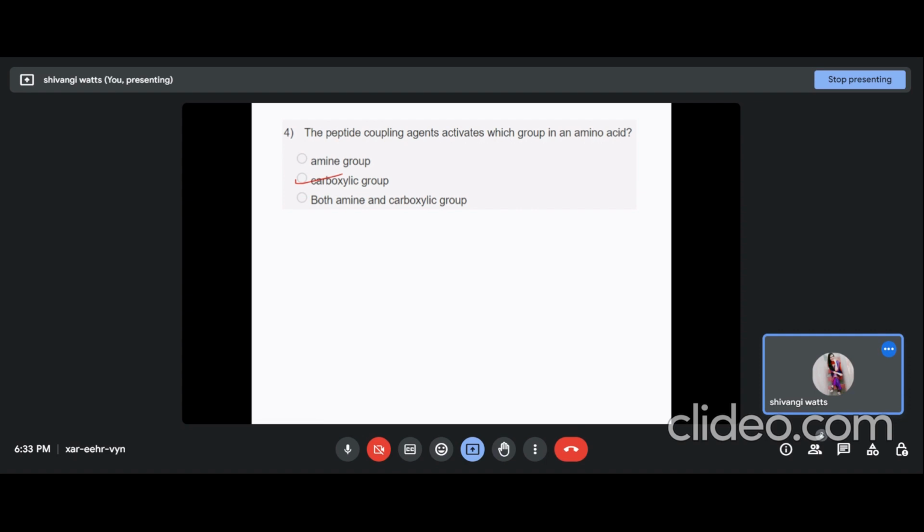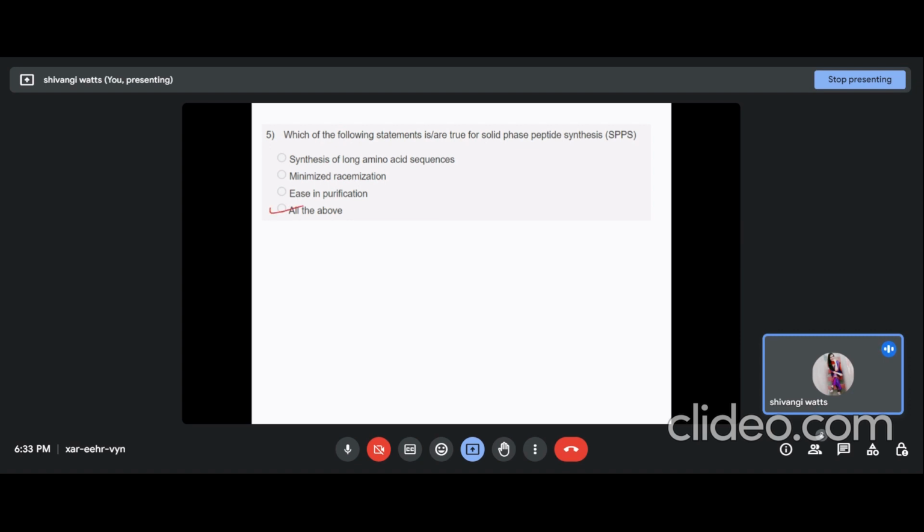The fifth question is, which of the following statements is true for solid phase peptide synthesis? Solid phase peptide synthesis is a synthesis of long amino acid sequences. This is true. Minimized racemization, true. And also it is easy to purify, that is also true. So all three statements are true. Then all of the above is the answer.